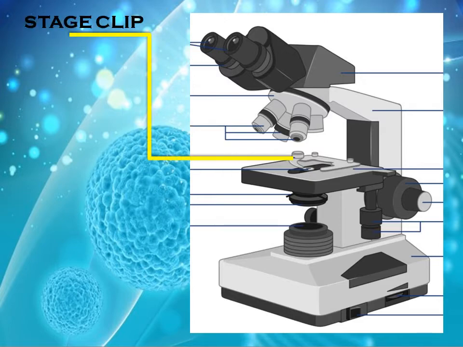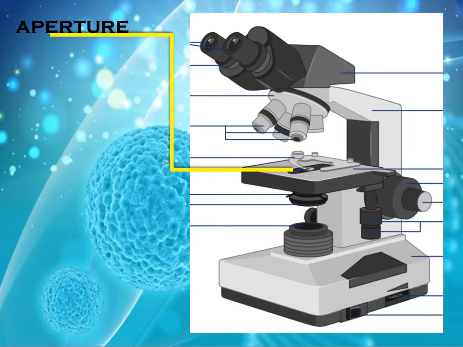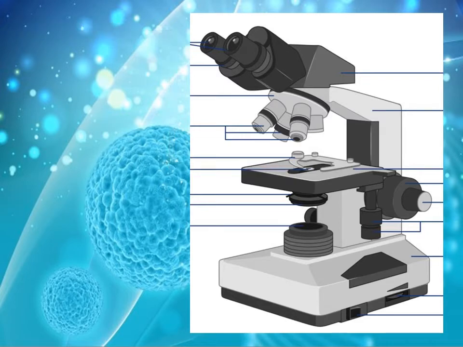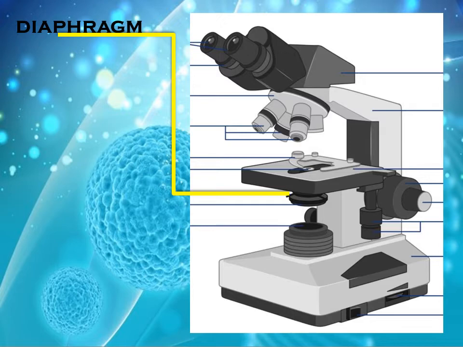Next is the stage clip. This clip holds the slide in place. The aperture is the hole in the middle of the stage that allows light from the illuminator to reach the specimen. The diaphragm adjusts the amount of light that reaches the specimen. The condenser gathers and focuses light from the illuminator onto the specimen being viewed.